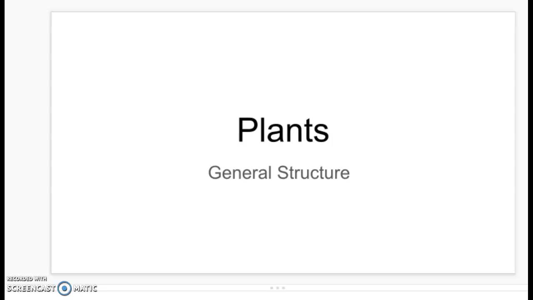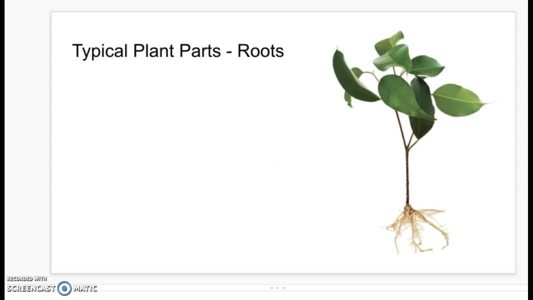Okay, today we're going to start with the general structure of plants. Typically you will find three major parts that plants have, although some plants, especially non-vascular plants, may not have a lot of these parts, but the majority of the plants do. And that is the leaves, the stem, and the root system. So we're going to talk about these three parts and the different varieties of leaves, stem, and root systems that you can find.